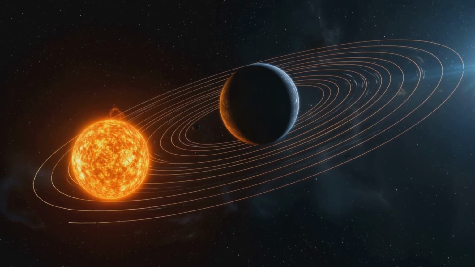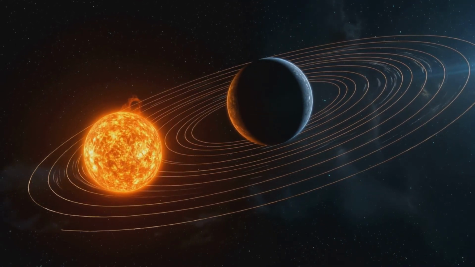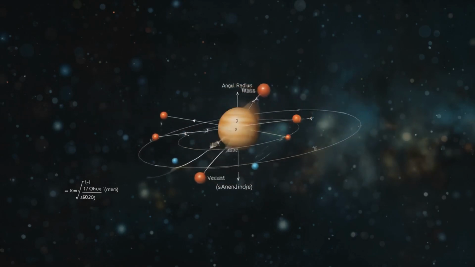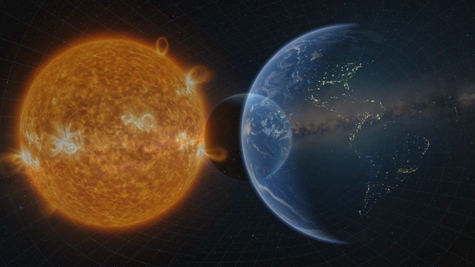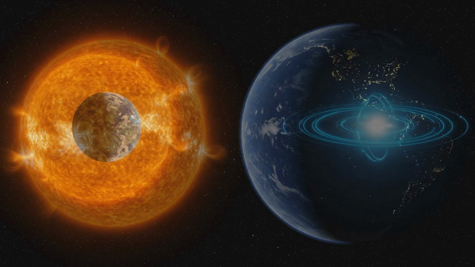Kepler's second law, equal areas in equal time. As a planet orbits, it sweeps out equal areas in equal time. This happens because of the conservation of angular momentum. In QIH, this means when the planet moves closer to the sun, the distance shrinks. To conserve momentum, the spin rate, or angular frequency, increases. Faster spin means faster motion.